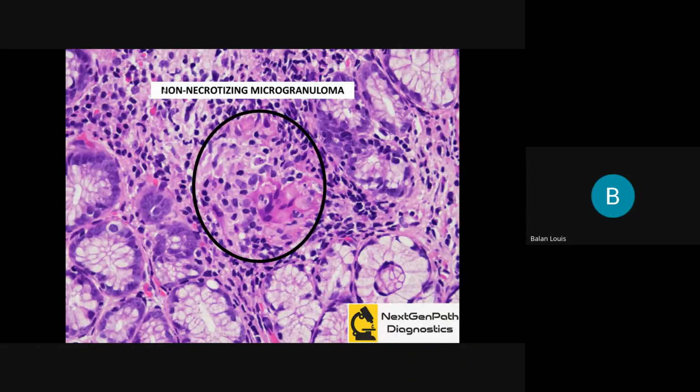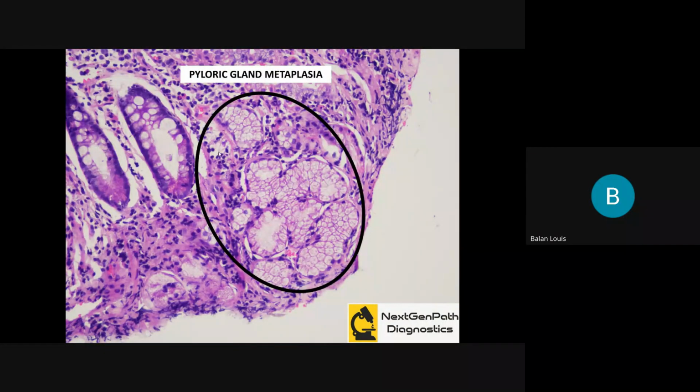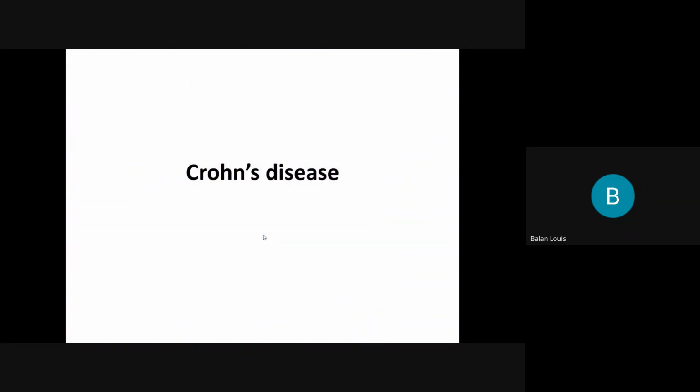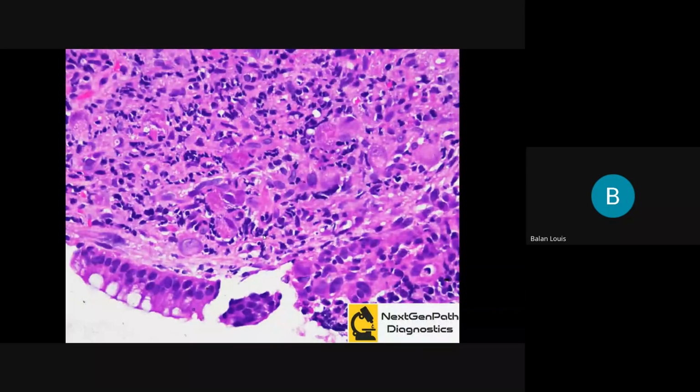So this is another case where you find this typical non-necrotizing ill-formed microgranuloma. And normally the pyloric glands are not supposed to be present in the small intestine or large intestine. So when you find pyloric glands here, it is considered pyloric gland metaplasia. So a non-necrotizing granulomatous inflammation with pyloric gland metaplasia, most commonly you find in Crohn's disease. So in an IBD, your interpretation of the pathology is not only sufficient, but you need to look at other features if they are present.